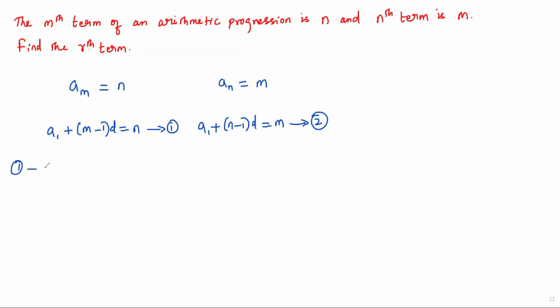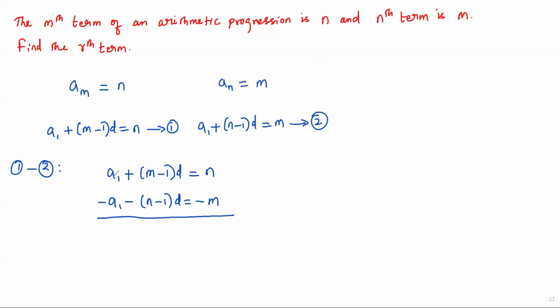So I do equation number 1 minus equation number 2, that is, subtracting the second equation from the first. I write the first equation as it is: a1 + (m - 1) d = n. Since there is a negative sign before the second equation, I multiply both sides of the second equation by negative, and I get -a1 - (n - 1) d = -m.